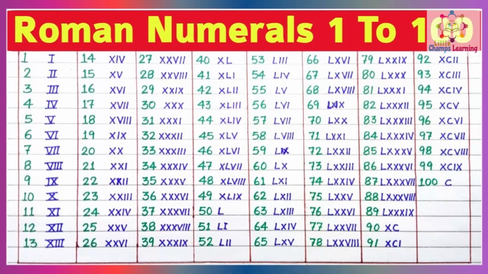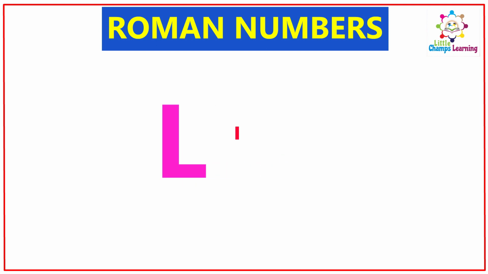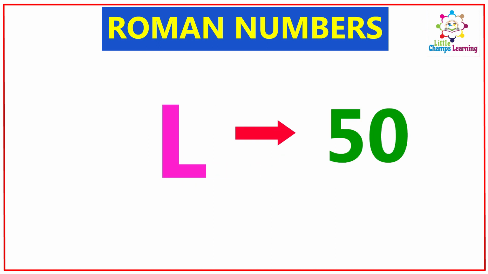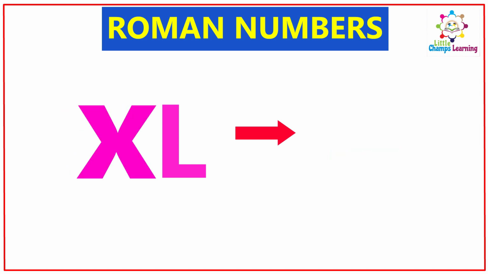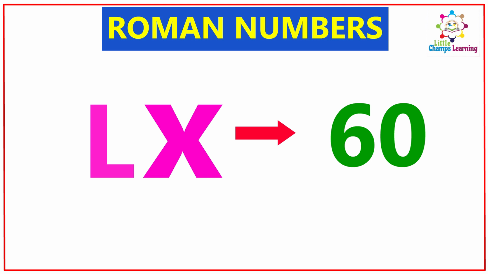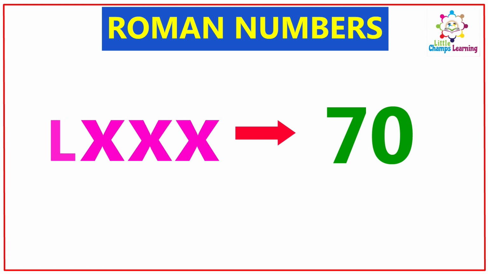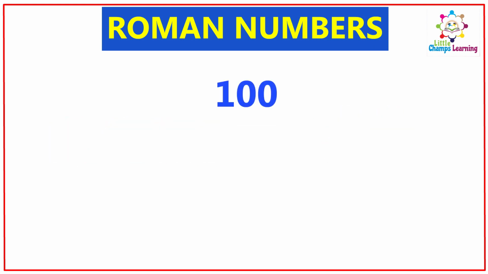So I am just uploading a 1 to 100 Roman numeral chart. Just look at that, and if you have any difficulty, do let me know. The last thing I want to say is about L. L is 50. If you want 40, then it is XL, 50 minus 10. If you write LX, it becomes addition, 50 plus 10. Then repetition of a symbol is allowed up to 3 times: LXX is 70, LXXX is 80.